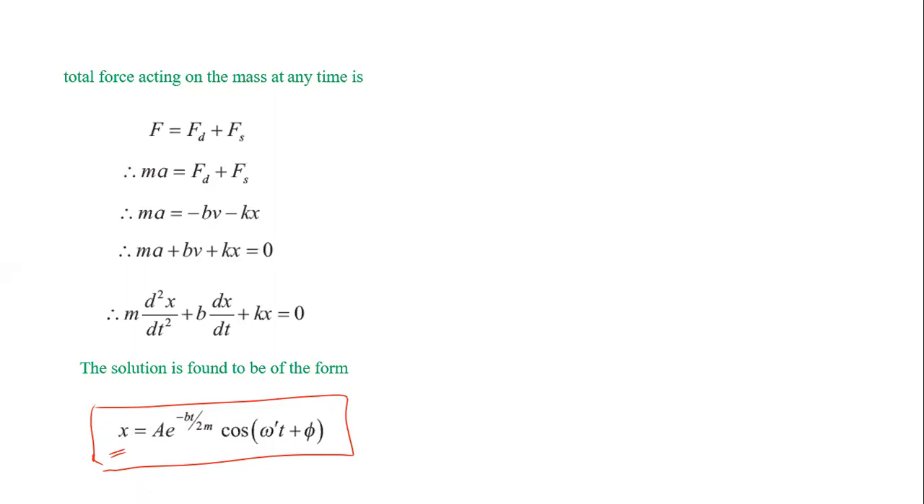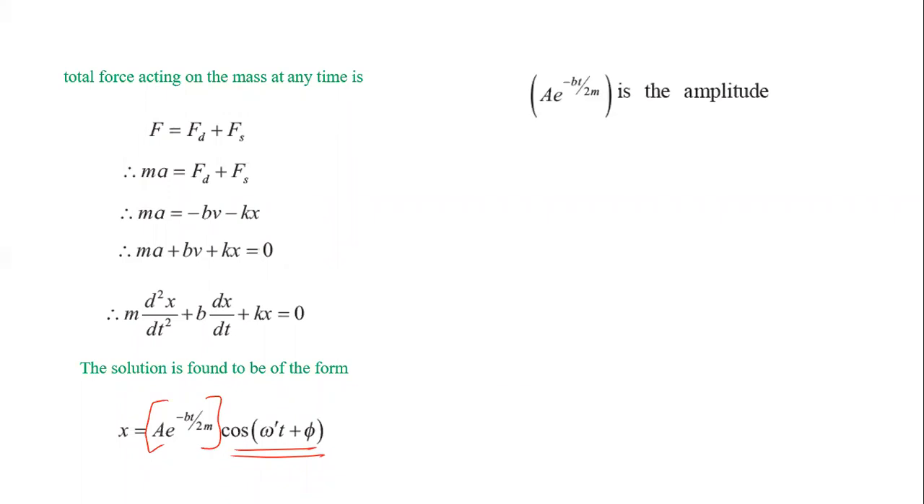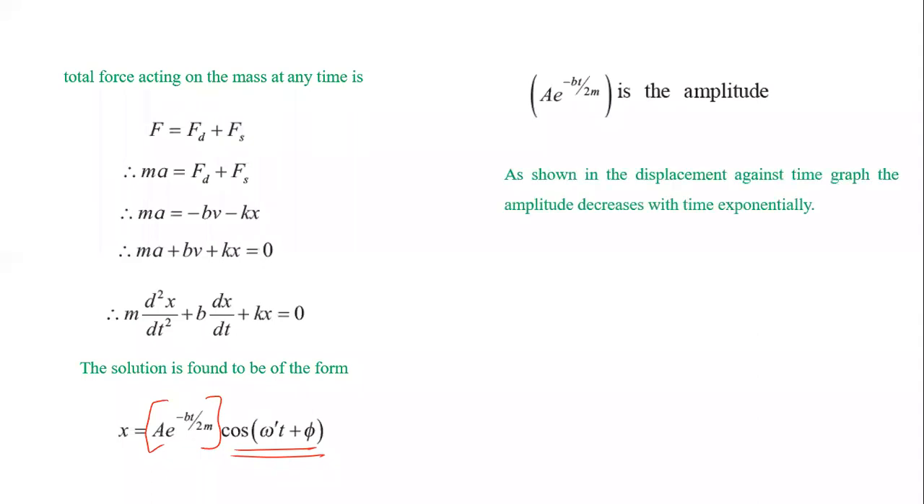A is the amplitude, e is the exponential term. Why the exponential term is there, I will tell you. Because the amplitude goes on decreasing in an exponential manner, so e raised to something is written. So this basically is the total amplitude at any time instant t. And this is cos omega t plus phi. Here a e raised to minus bt by 2m is the amplitude.